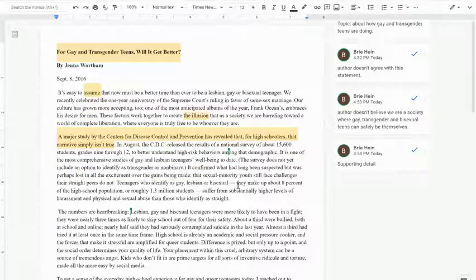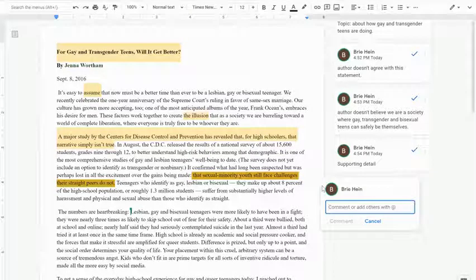"It confirmed what had long been suspected, but was perhaps lost in all the excitement over the gains being made, that sexual minority youth still face challenges their straight peers do not. Teenagers who identify as gay, lesbian, or bisexual, they make up about 8% of the high school population, or roughly 1.3 million students, suffer from substantially higher levels of harassment and physical and sexual abuse than those who identify as straight." So I think what I'm seeing here, we've started to see the author's argument.